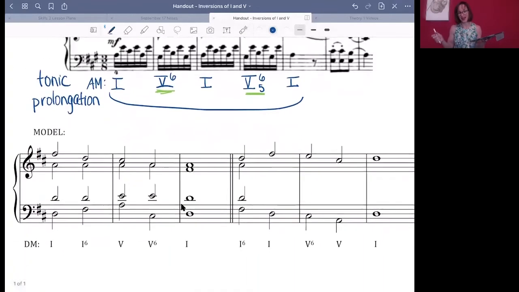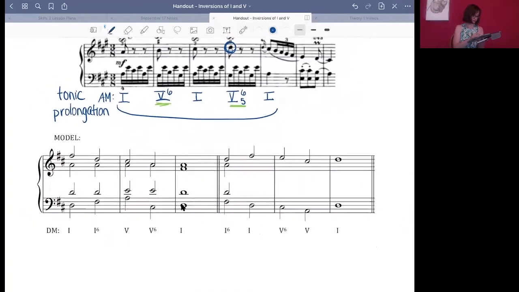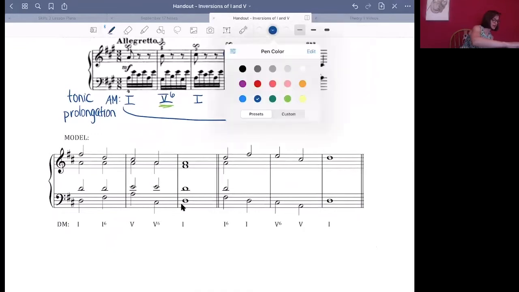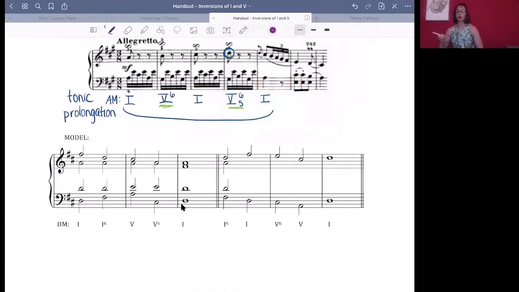Okay, let's go ahead and construct some of these. What you have in front of you is a model, so a little model composition that goes through the inversions of 1, the inversions of 5, and then there's one where you're going to get in there and play. Let's take a look at the model composition. I want to point out a few things that you might or might not be able to replicate when you do this on your own.